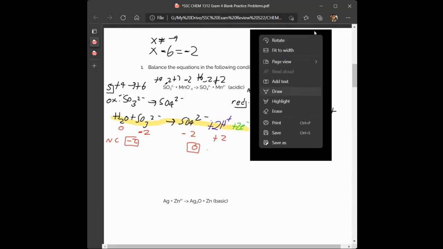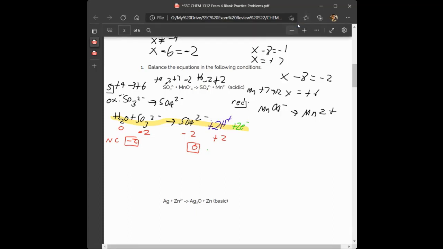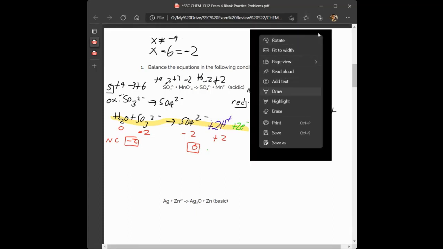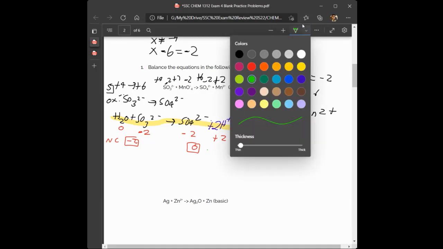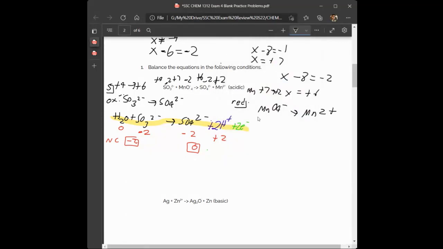I'll give you all a second to do that if you want to try, but we're just going to go ahead and move on. So I noticed that I have 4 O's on the left side and 0 O's on the right side. So I need to add 4 H2Os, excuse me. Once I do this, the O's are balanced, but now I need to take a look at the hydrogens.